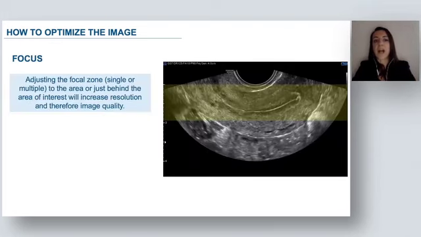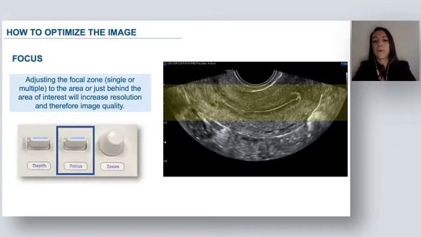Focus. Adjusting the focal zone, single or multiple, to the area or just behind the area of interest will increase resolution and therefore image quality. For example, this is the uterus. This is the incorrect position of the focus, and this is the correct position. So focal zone to the area or just behind the area of interest.